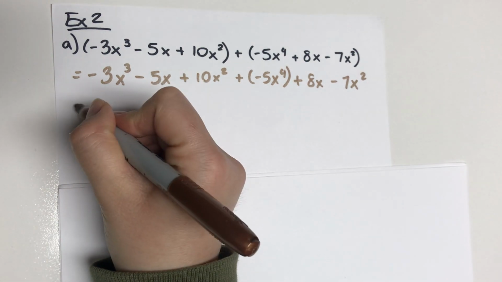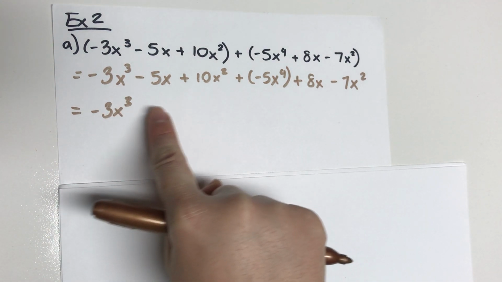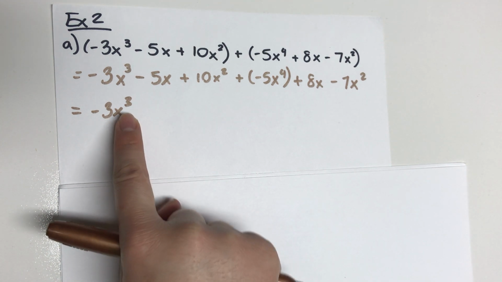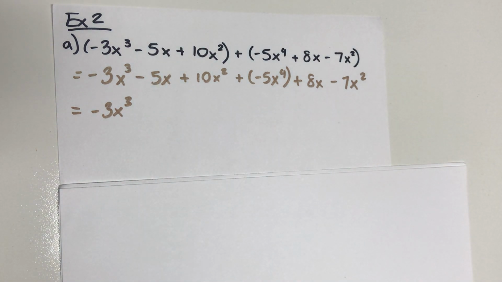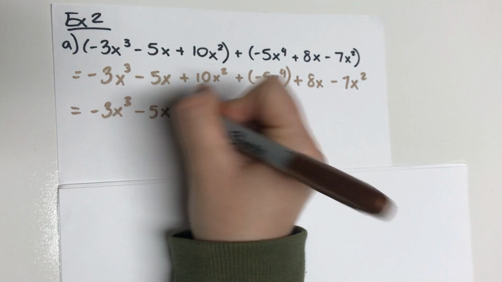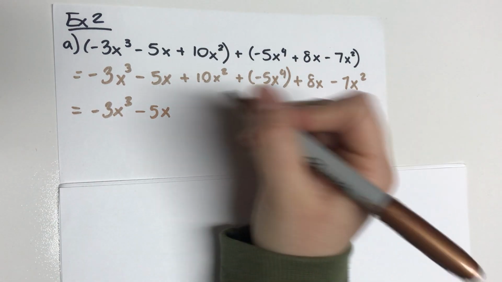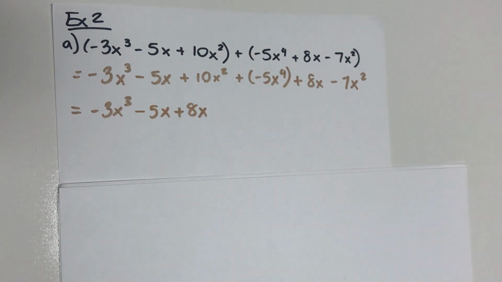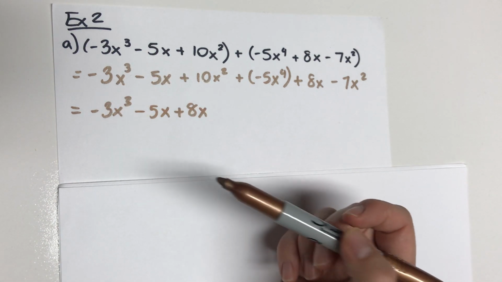So I'm going to start with the first term here, negative 3x cubed. And I'm going to look for any other term that has the same variable and the same exponent. So this is the same variable but not the same exponent, and none of them do. Then I'm going to look at the next one, negative 5x, and I'm going to look for same variable, same exponent, and that would be plus 8x. As you're going through it, you can cross them off if it makes it easier to keep track of which ones you've already done.